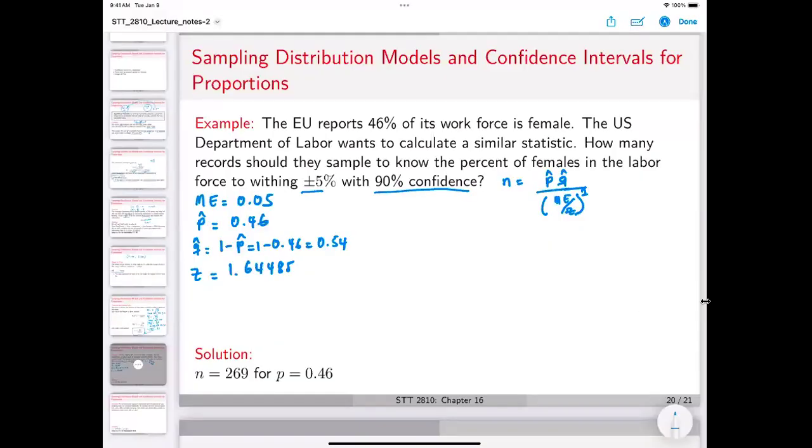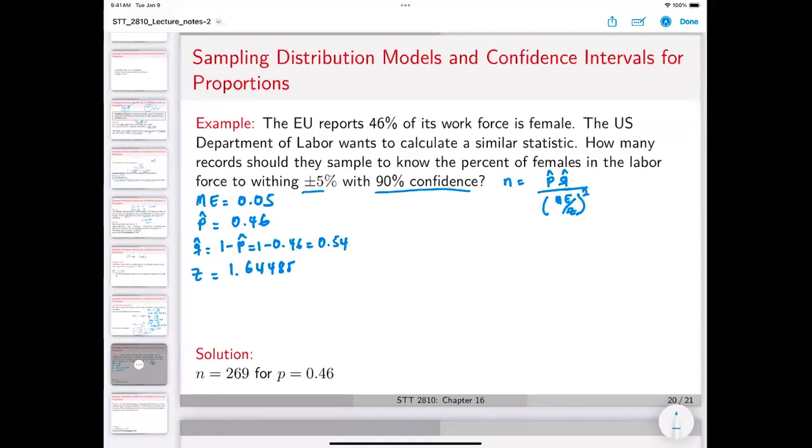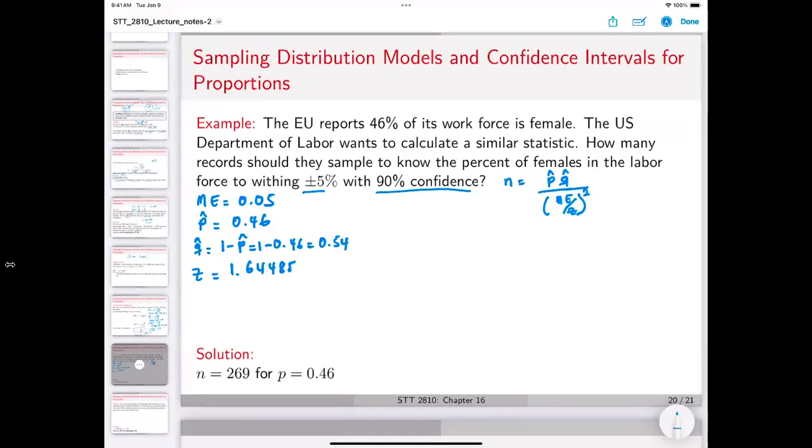So now we have this one here. Now look at how I'm going to solve this. I take my time. I find margin of error divided by Z. Margin of error is 0.05 divided by Z, 1.64485. Do this on calculator and tell me, what do you get?